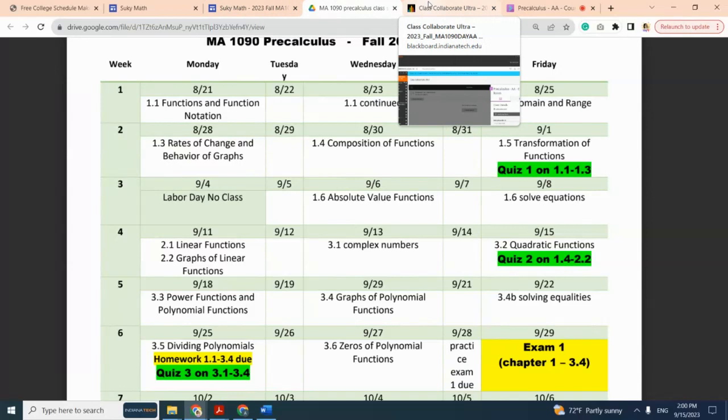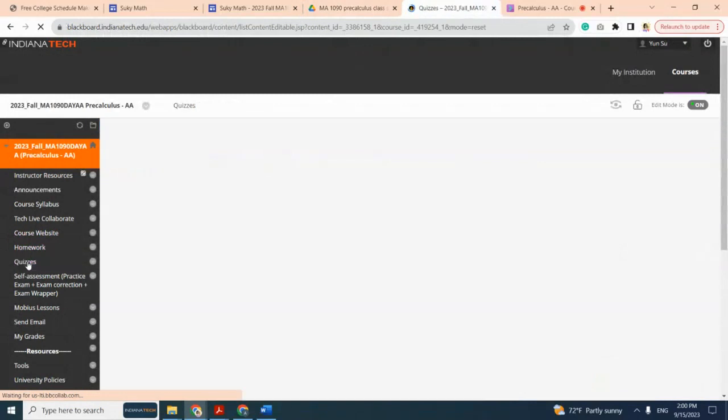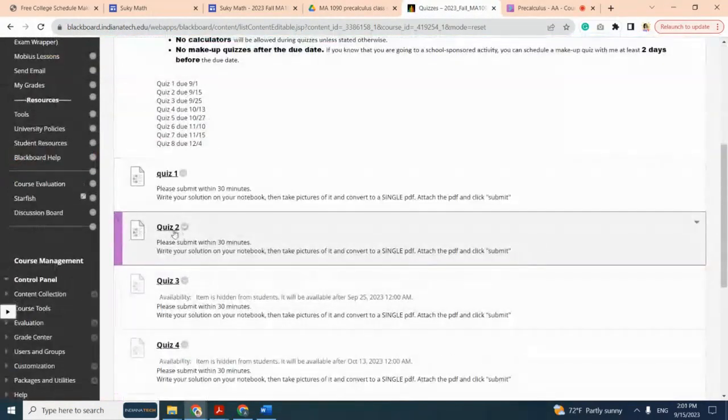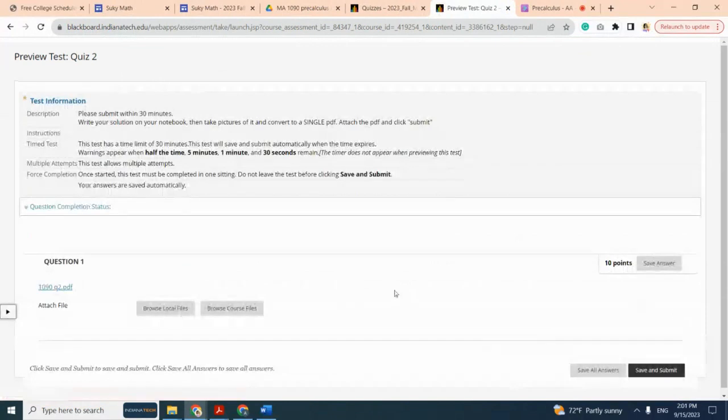So remember, you just need to submit one picture, okay? So you don't have to convert into a PDF because it's only one page. So you just submit the picture. So you should be able to see quiz 2 on your Blackboard. And then you click quiz 2 and start. Then once you click this link, you can see the quiz questions.